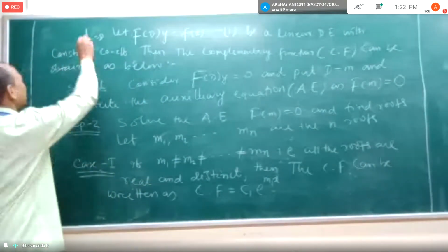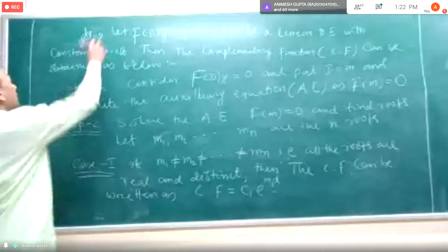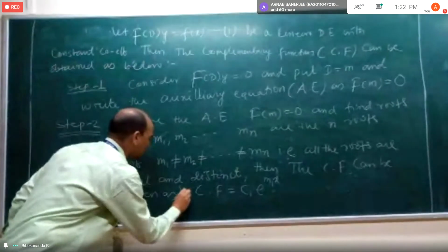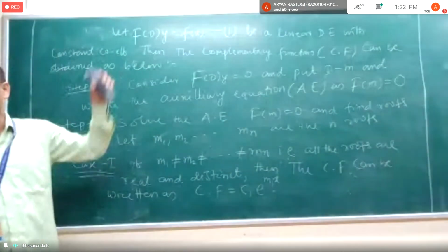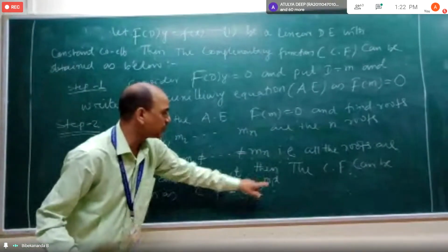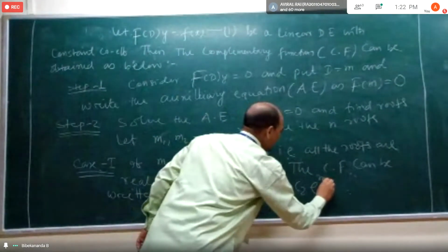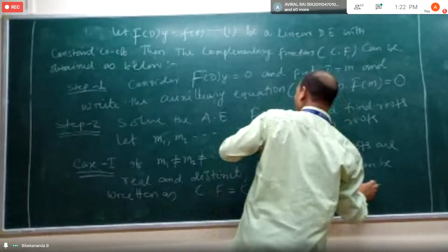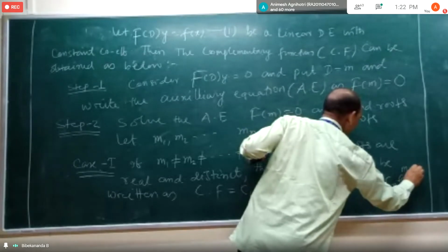Y is the dependent variable, X is the independent variable. So that's why we will have this one. CF is nothing but you can write it Y also, because Y is the solution of the differential equation. So for M1, I can write C1 e to the power M1X plus C2 e to the power M2X and so on. So for Mn, I can have Cn e to the power MnX.